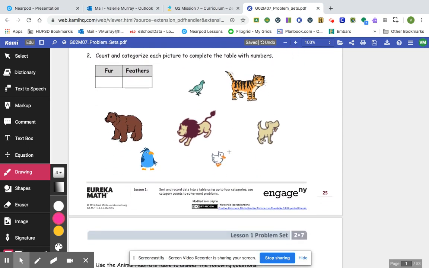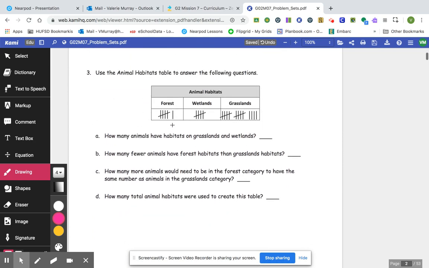Let's try one more together. It says, count and categorize each picture to complete the table with numbers. So let's see. The first one says, how many animals have fur? I know a bear has fur, so that's 1. A tiger has fur, which is 2. A dog has fur, which is 3. And a lion has fur, which is 4. And how many have feathers? Oh, well, all of these birds and this duck have feathers. So 1, 2, 3. So I'm going to draw 1, 2, 3. And boys and girls, on the problem that you have at home, there is a flamingo on there, one of my favorites. Alrighty. Then you'll have one question to answer using tally marks.